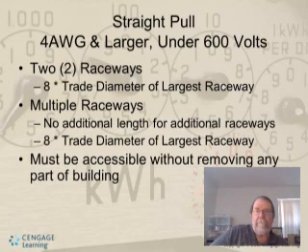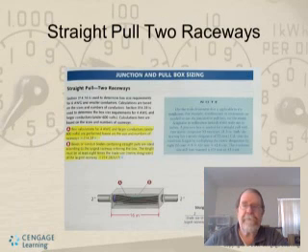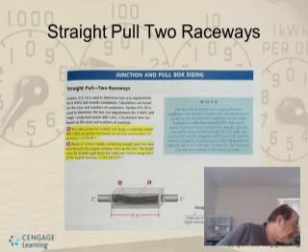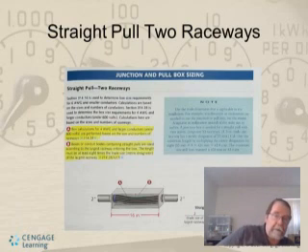Okay. Multiple raceways, no additional length for additional raceways. 8 times the trade diameter of the largest raceway. Must be accessible without removing part of the building. Now, for a straight pull, the box calculations for 4-gauge and larger conductors under 600 volts are performed based on the size and number of raceways.